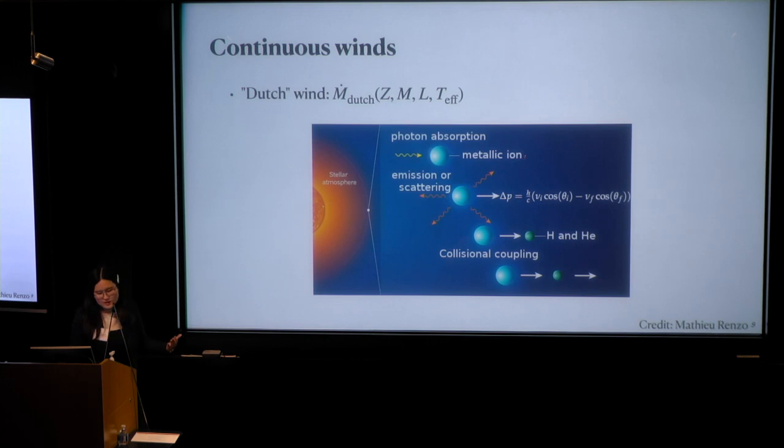So what is a line-driven wind? This schematic shows that. In the stellar atmosphere, I have a photon that hits a metallic ion, and that ion can either scatter it or absorb and re-emit it. In the process, it gains some momentum, and then it can collisionally couple to a hydrogen or helium atom in the atmosphere and drag it out. So this is line-driven winds. Basically, light hitting metallic ions and dragging helium and hydrogen along with it. Right, so this is well studied, well understood.